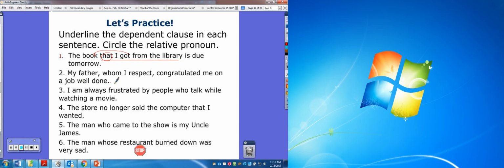Good. My father, whom I respect, congratulated me on a job well done. Where is our dependent clause? Good. Whom I respect. Whom is our relative pronoun. It is telling more about the father. Number 3. I am always frustrated by people who talk while watching a movie. Where is our relative pronoun? Who, that's correct. And our dependent clause is who talk while watching a movie. This is telling more about I or telling more about people. Good. If you said people, you are correct.